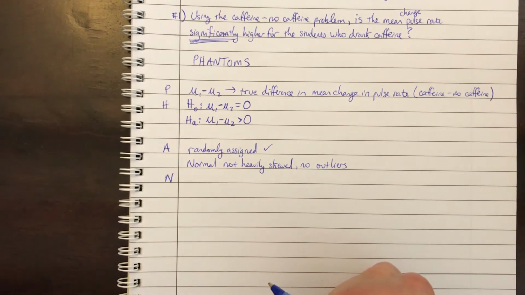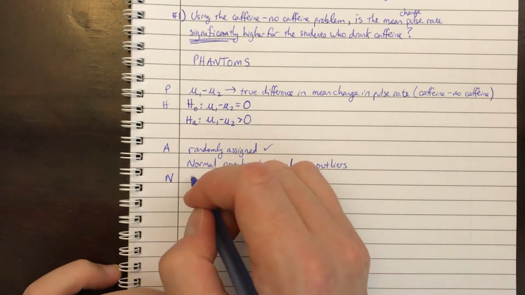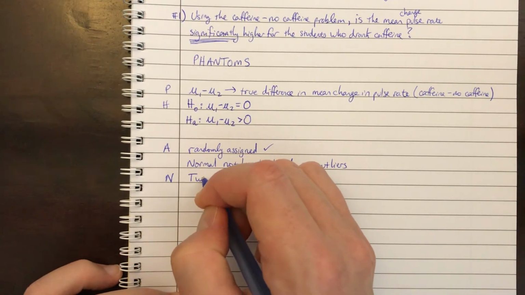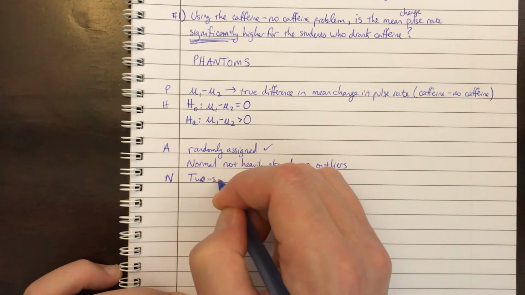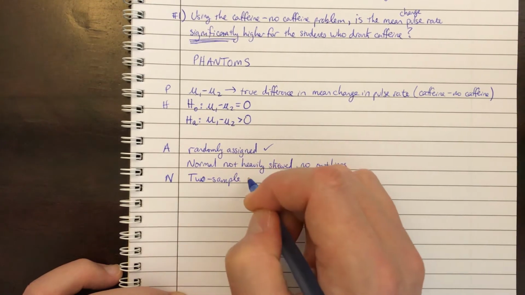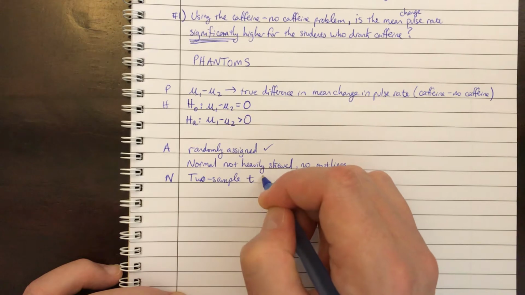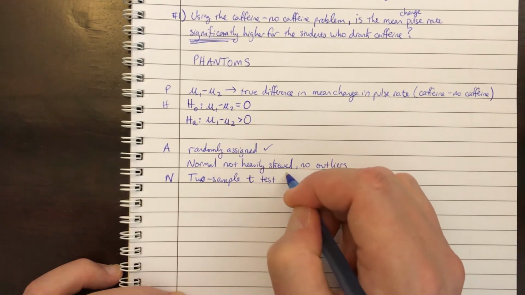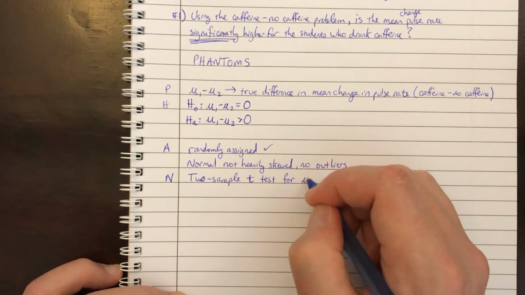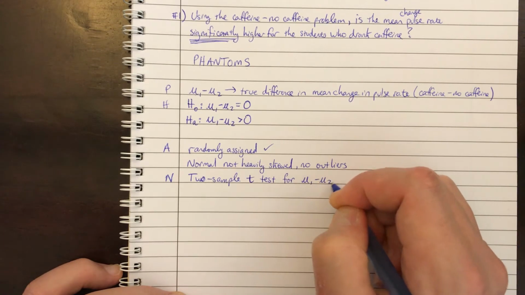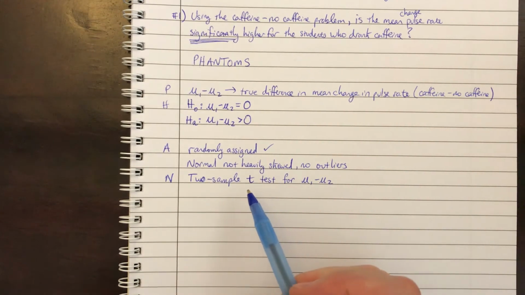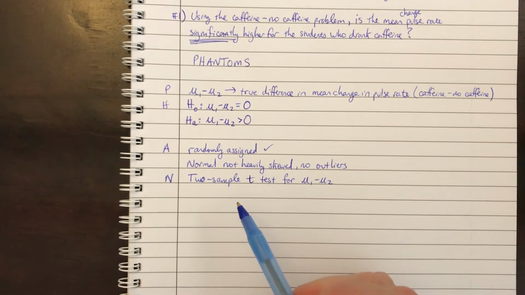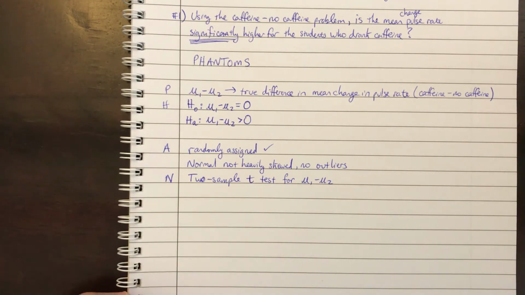Now, we're doing a test, a significance test. So this is a two sample t-test for a difference of means. So we did a t-interval in the last video. We were doing a confidence interval. Now we're going to do a test. So it's a two-sample t-test.